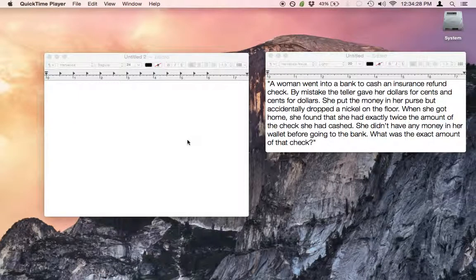Alright, let's take a look at this math problem. A woman went into a bank to cash an insurance refund check. By mistake, the teller gave her dollars for cents and cents for dollars. She put the money in her purse, but accidentally dropped a nickel on the floor.